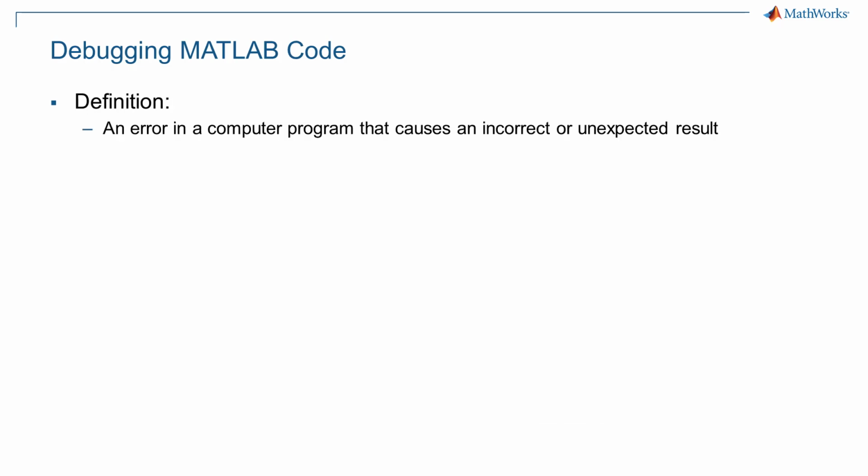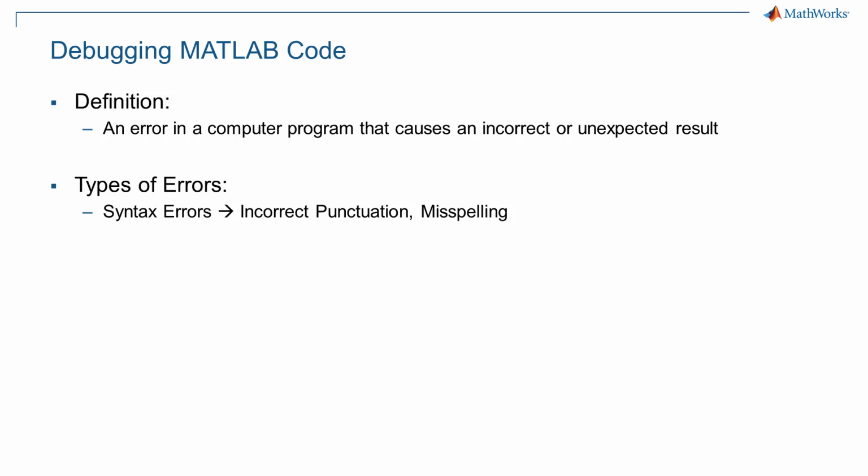To start, a software bug is an error in a computer program that causes an incorrect or unexpected result. There are three types of errors. The first is a syntax error, which is when the program cannot compile or run. An example of a syntax error could be an incorrect punctuation or misspelling of a variable name.